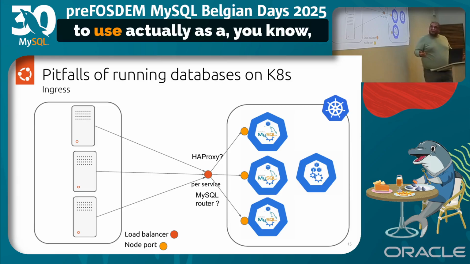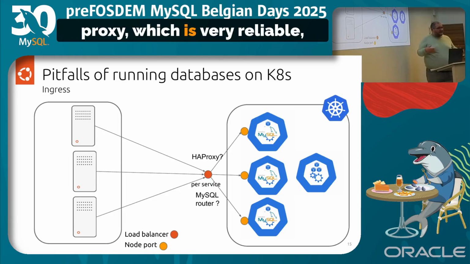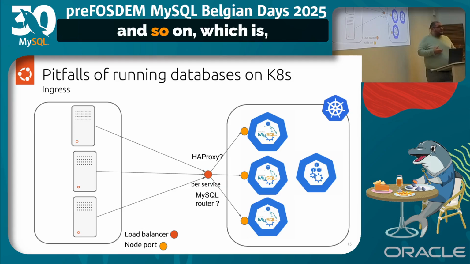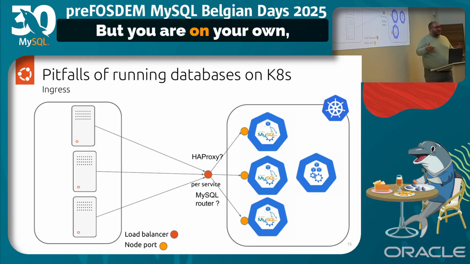And the other question is what to use as a load balancer. If you use something like HAProxy, which is very reliable, everyone is used to it, it has no intelligence or awareness about the database, whether it is primary or not primary. So you need to spend a lot of time doing that yourself using the liveness probes and so on, which can be a lot of work and error prone. A better solution would be to use MySQL router as the proxy, but you are on your own. You need to do that yourself.